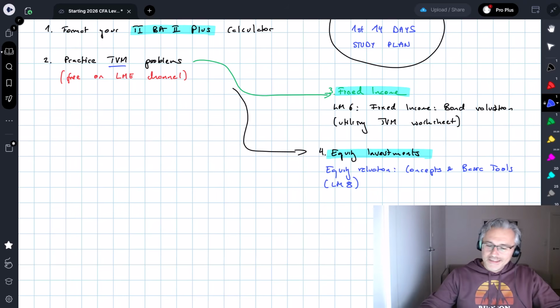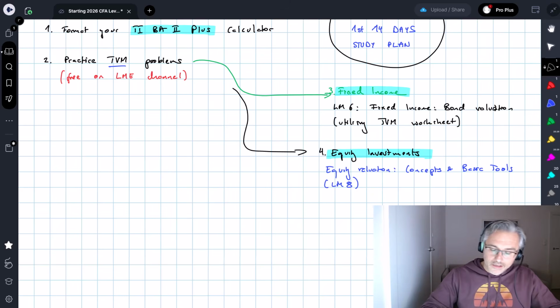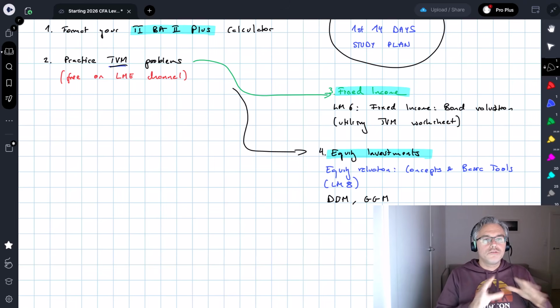It's brilliant. There's a lot of simple mathematics here, utilizing your calculator. This is where we do the dividend discount model. This is where you get to learn about the Gordon growth model. Everything here is about discounting and time value of money, so something you should already know from practicing it on your calculator.